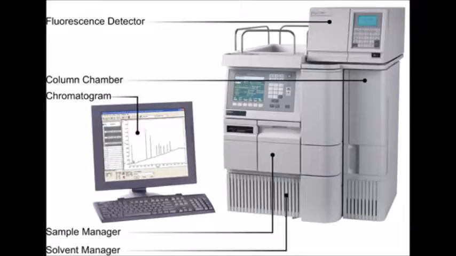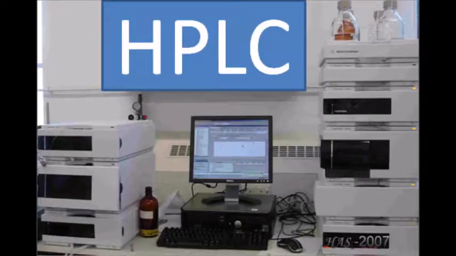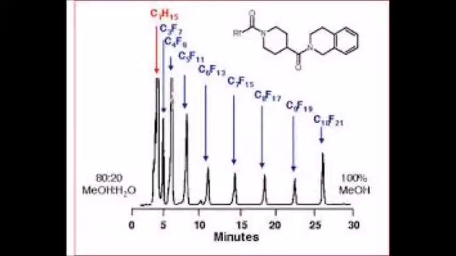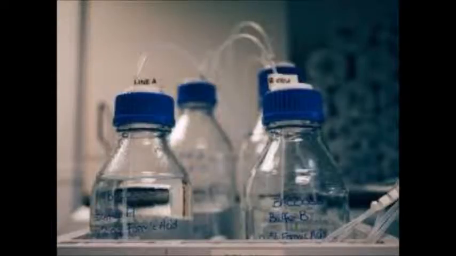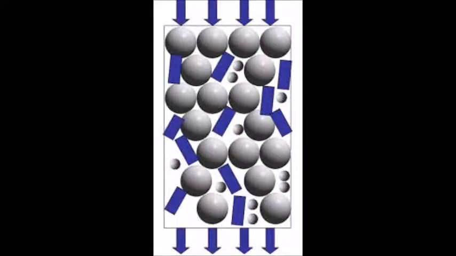So what is HPLC? HPLC stands for high pressure or performance, depending on where you were taught, liquid chromatography. It is a highly accurate and sensitive method to analyze components of a liquid with a fast turnaround time. Using a mobile and stationary phase, analytes are separated due to the affinity to the stationary phase when pushed through a column by a mobile phase.